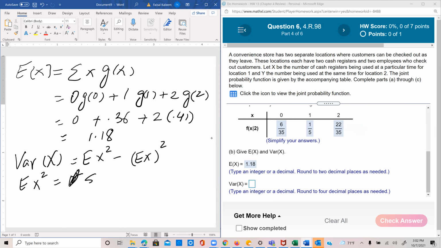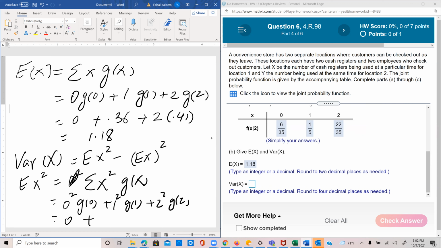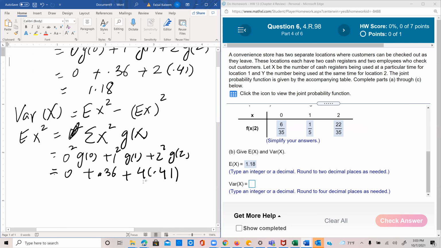Let's even write it down in the summation form. Sum of x squared g of x equals 0 squared g of 0 plus 1 squared g of 1 plus 2 squared g of 2, which equals 0 plus 0.36 plus 4 times 0.41. So that's 2 exactly.